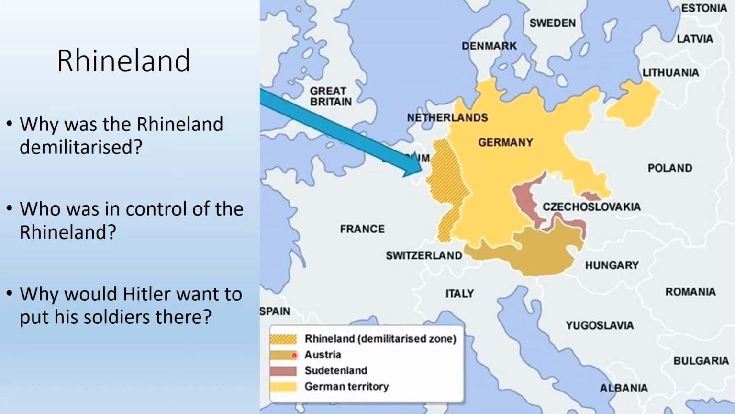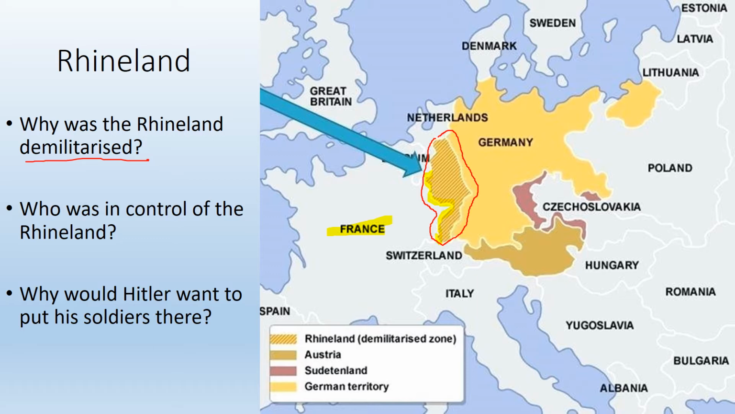So you'll notice if you look at the legend that this pattern denotes the demilitarized zone, and that's this area here. Demilitarized essentially means exactly what we think it does. It means no army is allowed in this region. So why was it demilitarized in the first place? Well, to answer that, we need to have a look at this country here, because they're going to be a major player in the signing of the Treaty of Versailles. And you'll notice that the Rhineland actually borders onto France.